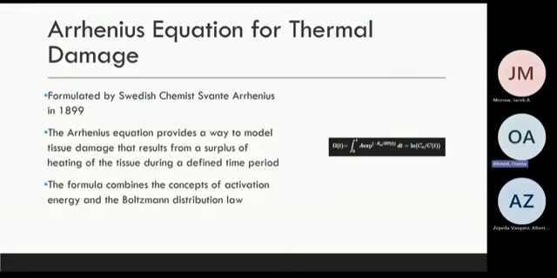This model has two key concepts. Number one, activation energy, which represents the energy required to initiate tissue damage. Number two, Boltzmann distribution, describing how heat energy is distributed among molecules. This equation provides a way to predict how long a tissue can safely tolerate heat exposure and the temperature threshold beyond which irreversible damage occurs. This predictive capacity is essential for tailoring treatments to specific patients and ensuring safety.